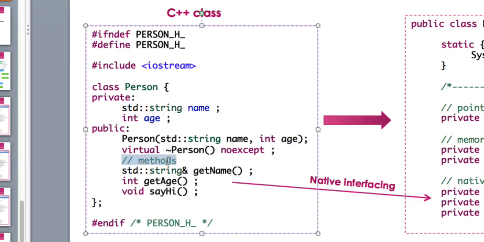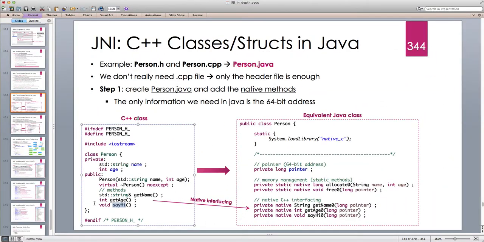And then it has a few methods. For example, it gets the name and returns the name, std::string name by reference, because we don't want to create an extra copy. And then int get age and void say hi. So we have two getters for name and age, and a method say hi that prints something on the console. So this is my class.